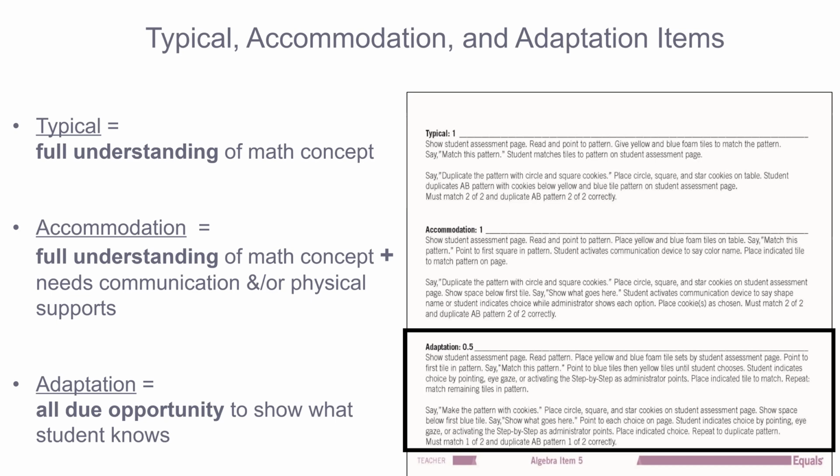So the criteria is going to be different, right? The typical and accommodation criteria are going to be the same. The criteria for the adaptation version is less, right? It's less, because we're only seeing the student know something about that. And the student could very well show the full understanding of that, and that's great. They can also show partial understanding.